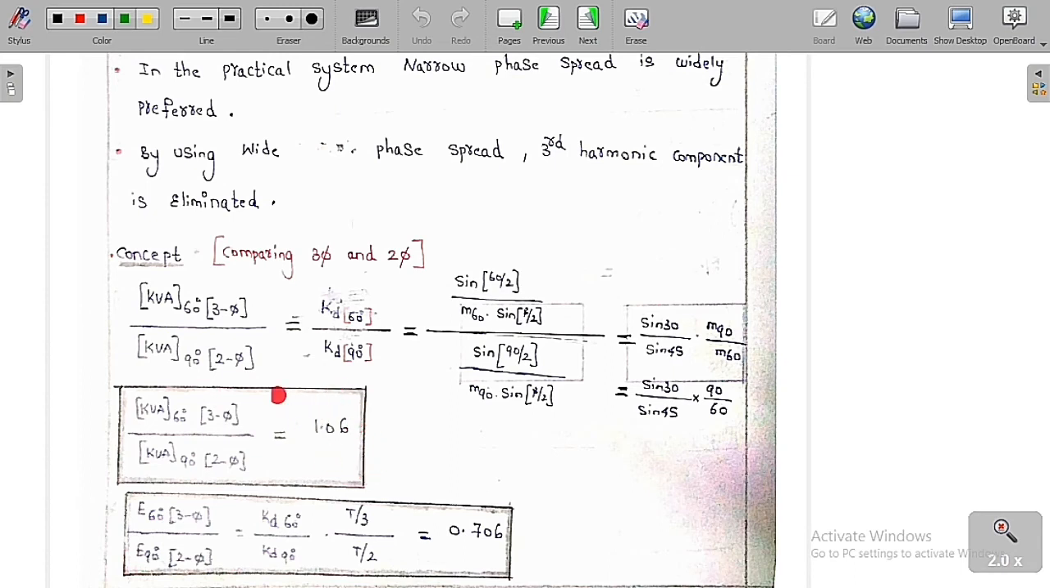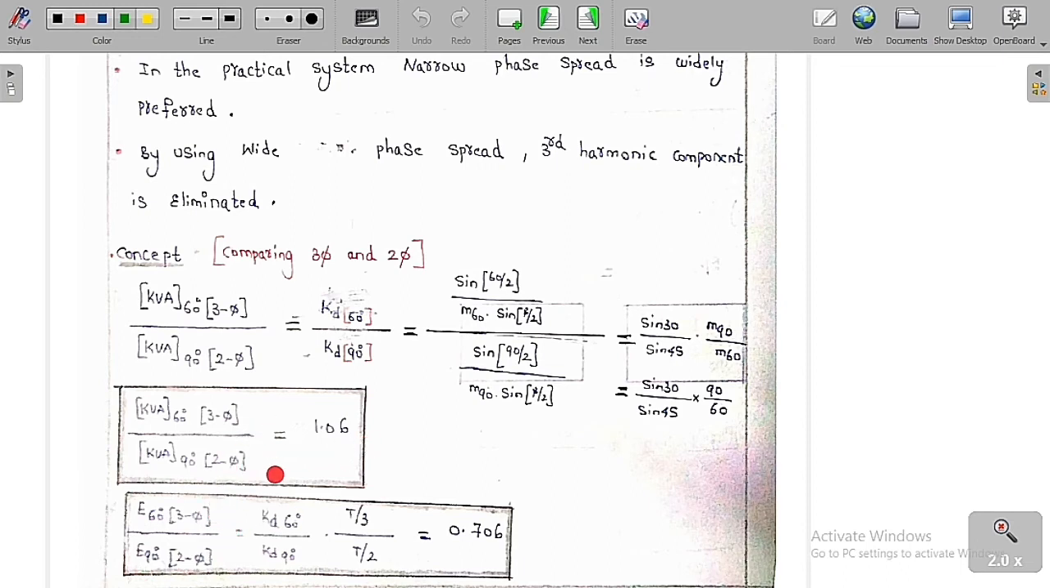So I request you to remember this value, because these types of questions are going to be asked in any examination. There you don't have to do all these crazy things. If you remember this, you can easily tick the answer. So remember this value, which is 1.06. The kVA rating of a three-phase system with a 60 degree phase spread is very practically used. So we have taken 60 degree, but not 120 degree. Therefore, the kVA rating of the three-phase system by the kVA rating of the 90 degree phase spread two-phase system is 1.06.